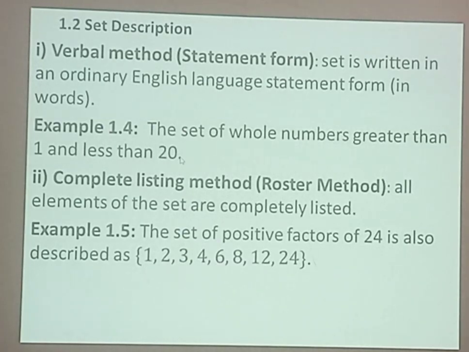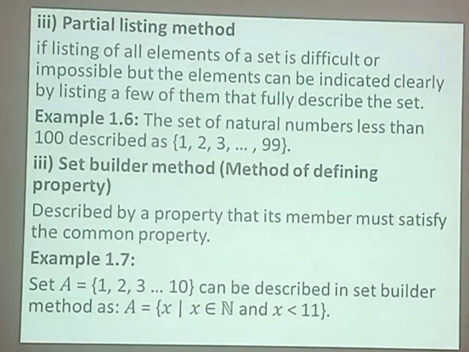19. And the second description is the complete listing method, or roster method. For this method, all elements of the set are what? Completely listed. You list completely. For example, here, the set of positive factors of 24. Here, the factors of 24 are what? 1, 2, 3, 4, 6, 8, 12, and 24. Then it is listed completely. Then this one is again a set.